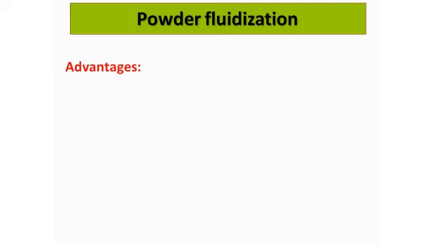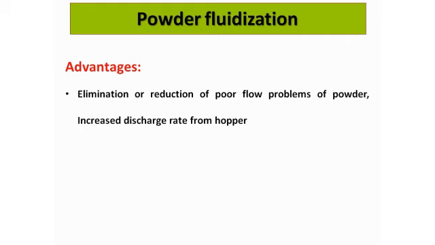So what are the advantages of fluidization? We do it before compression, which is used for preparation of the tablet. Advantage: reduction of the flow problems of the powder, meaning it increases the flowability of the powder. It increases the discharge rate of the powder from the hopper. It will lead to free flowing powder from the hopper to the die, and thus it will enable proper compaction of the powdered drug for preparation of tablets, right?